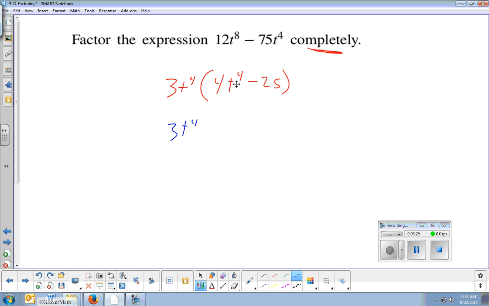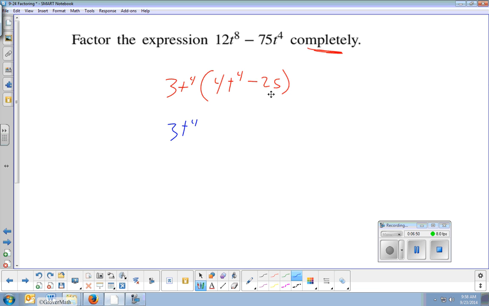But what's in here? Now, 4t to the 4th minus 25. Is there a GCF? Is there a greatest common factor? That's always the first thing you want to look for. Is there anything in common? The answer is no. This doesn't have a t, and 4 and 25 can't be divided by any common factor besides 1, which won't do anything. So it's not a GCF. It's not a trinomial. There's only two pieces.